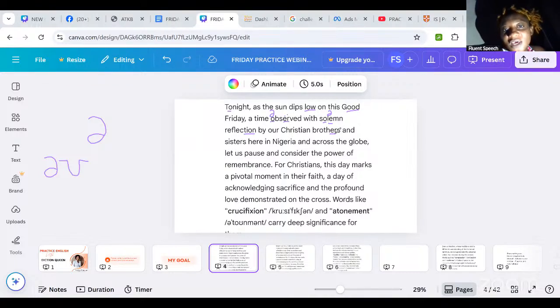Herein, here, herein, not "in". So it is rightly pronounced herein. Nigeria. The letter G here should change to a J. Nigeria. And across the globe. So let's stop here right now so that some people can practice with me and we proceed. So Nigeria. The G there sounds like a J.